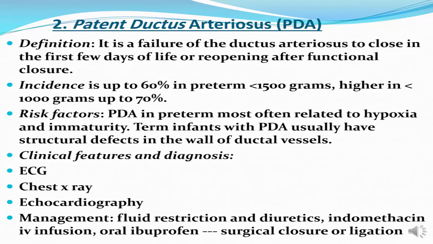Chest X-ray will show cardiomegaly and increased infiltration in the lungs, as we saw in the previous chest X-ray. Echocardiography will diagnose the PDA. Management depends on the size of the PDA and whether it is hemodynamically unstable. Then the patient needs fluid restriction and diuretic, and we can give indomethacin IV infusion. It's not available in Iraq. We use oral ibuprofen, which has been used in many countries and is still effective, and sometimes it is more effective. I mean, it has fewer side effects than indomethacin, especially regarding renal impairment and GIT bleeding. Rarely we need to do surgical closure or ligation of the ductus.